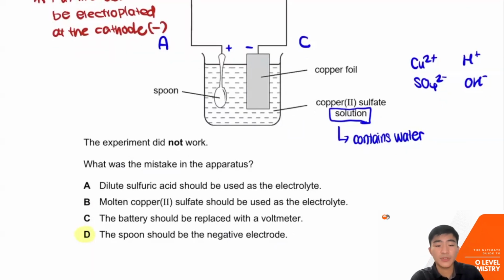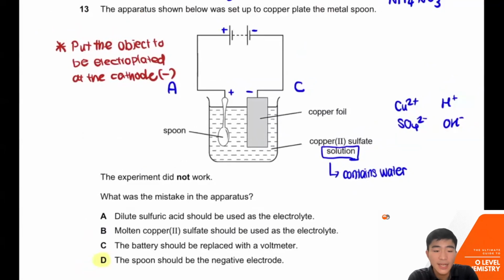D is the answer. The spoon should be the negative electrode. Okay. A, no, I need copper in the solution. A is not correct because dilute sulfuric acid does not contain copper 2+ ions. Okay, B, molten copper 2 sulfate should be used as an electrolyte. It doesn't change anything because the spoon is still going to repel away the positive copper ions. C, the battery should be replaced with a voltmeter. Now, can anybody tell me when it is that we need to use a voltmeter instead of a battery? What is the one simple application where we need to use a voltmeter instead of a battery?